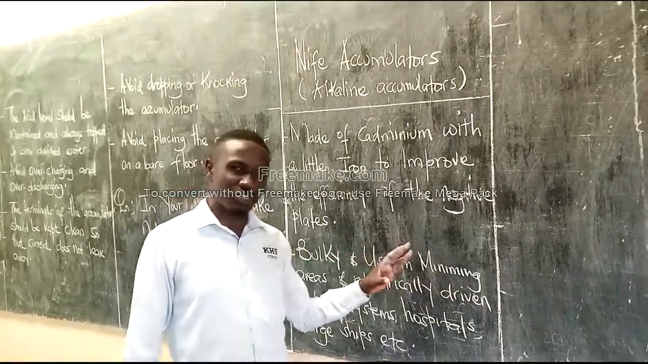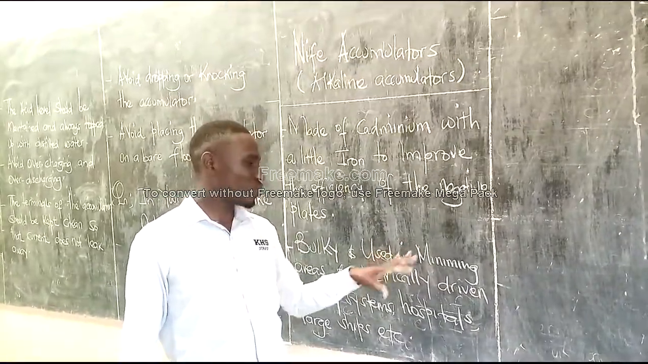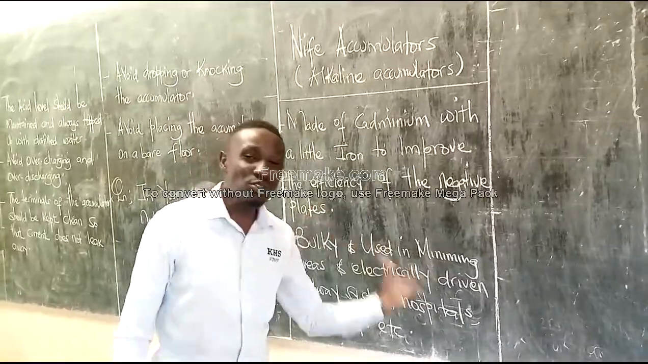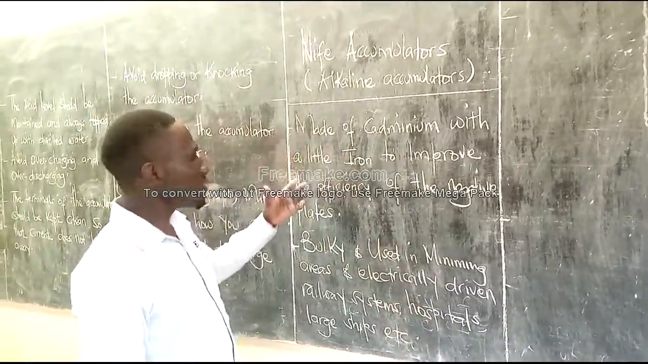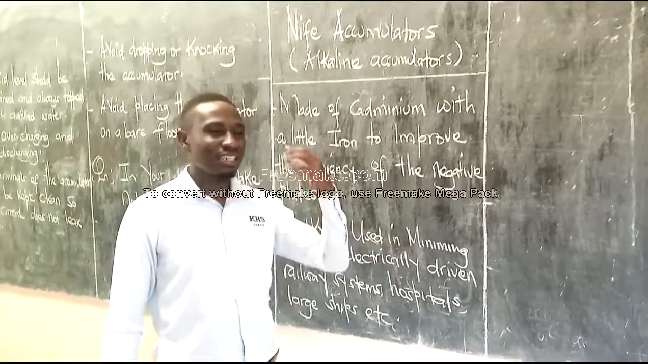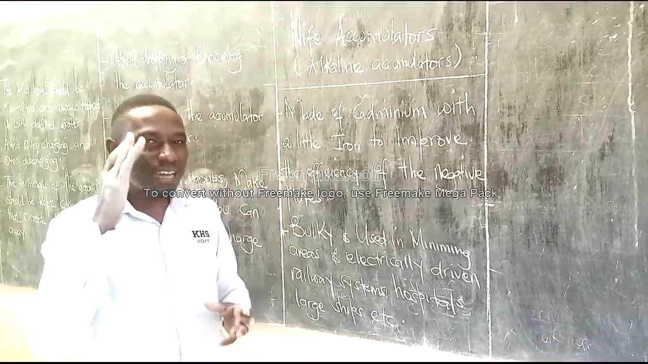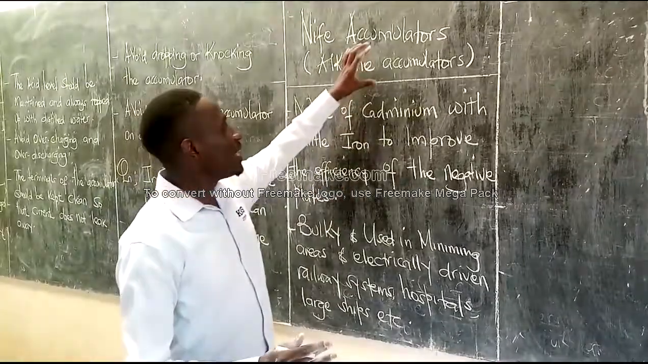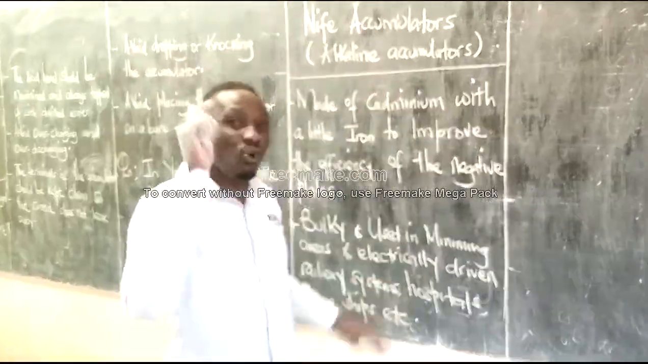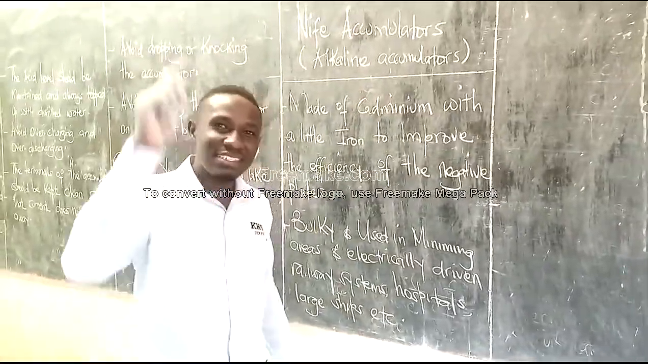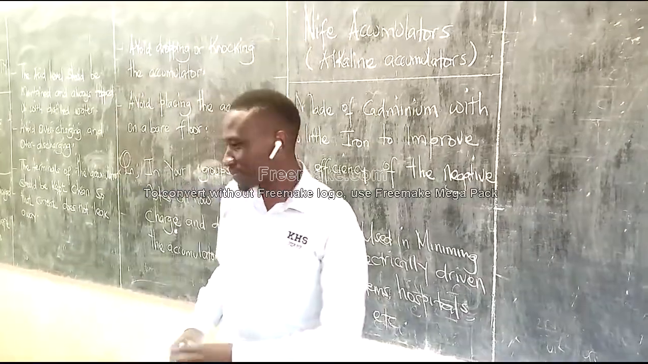They are not so common to you. They are called alkaline, and they are not so common, but they are used at times as a substitute for lead acid accumulators. So now let us look at the advantages of knife accumulators over lead acid accumulators.